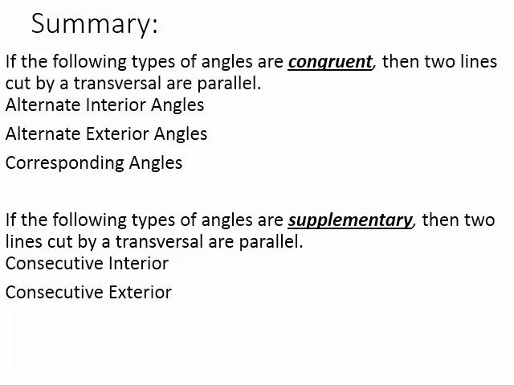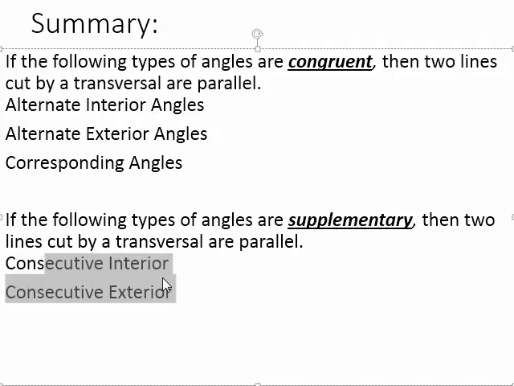Alright, so in summary, if the following types of angles are congruent, then two lines cut by a transversal are parallel. So if alternate interior angles, alternate exterior angles, or corresponding angles are congruent, then the lines are parallel. Similarly, if you know consecutive interior or consecutive exterior angles are supplementary, then you know that the lines cut by the transversal are parallel. One way to keep that in mind is that the only angle relationships that are supplementary are consecutive interior and consecutive exterior angles.